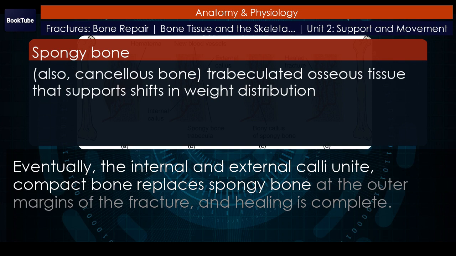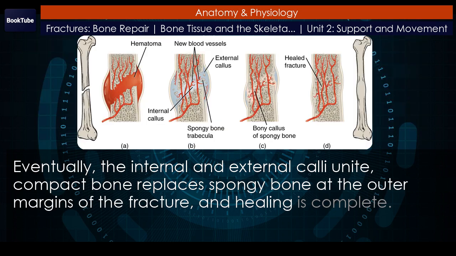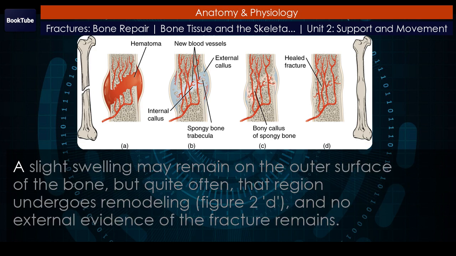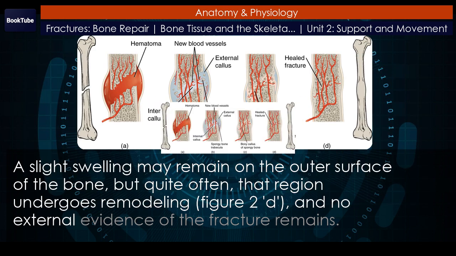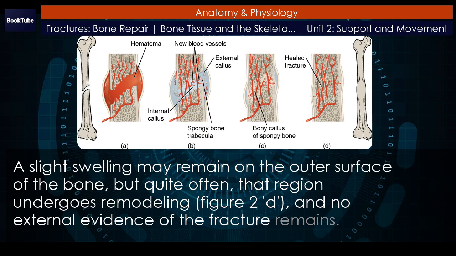Compact bone replaces spongy bone at the outer margins of the fracture, and healing is complete. A slight swelling may remain on the outer surface of the bone, but quite often, that region undergoes remodeling. Figure 2d. And no external evidence of the fracture remains.